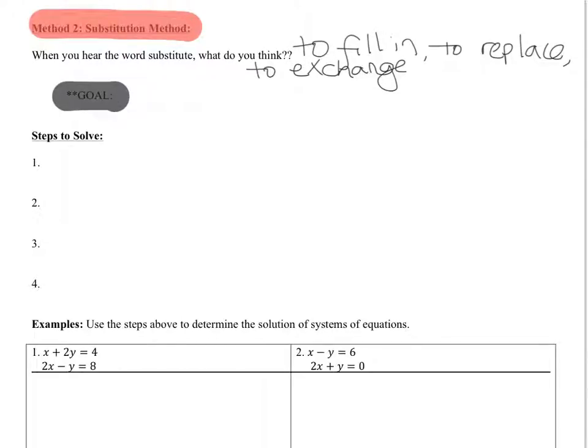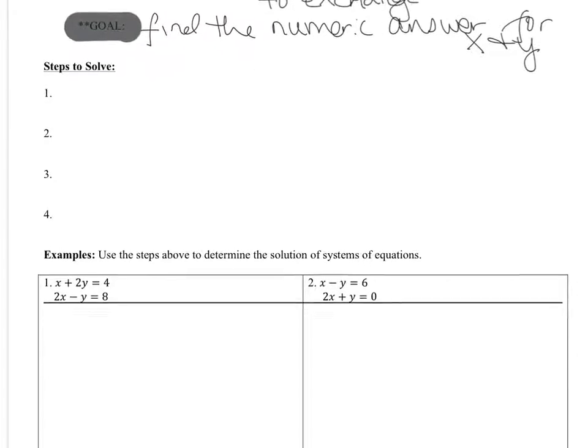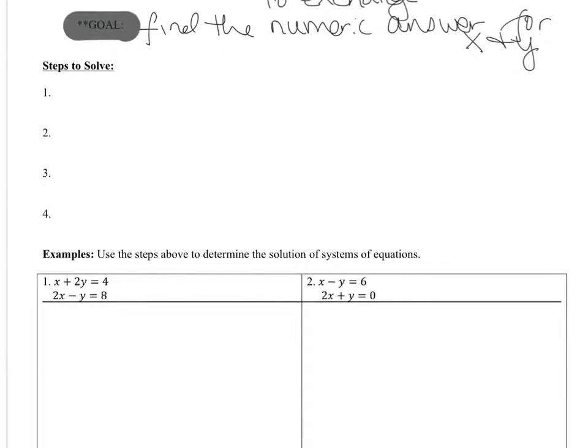So we have a goal. My goal: find the numeric answer for x and y. I want to give an equation with an x and a y in it, and I want to be able to find the numeric answer for x and the numeric answer for y. So we have steps to help solve these problems, and when we write these steps down, they're going to sound like I'm speaking a foreign language, and I just want you to write them down, and then we're going to talk about them. So let's do this together.